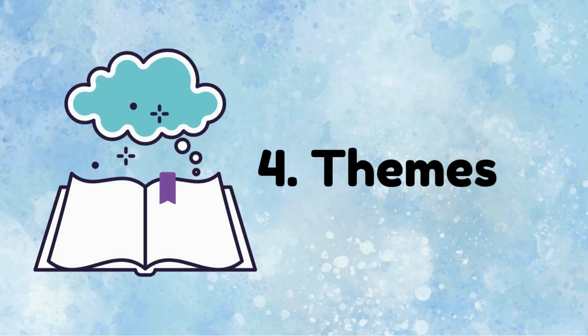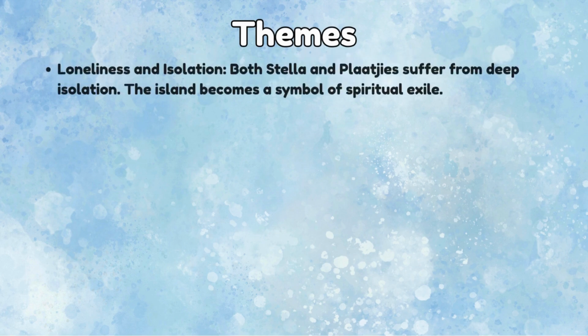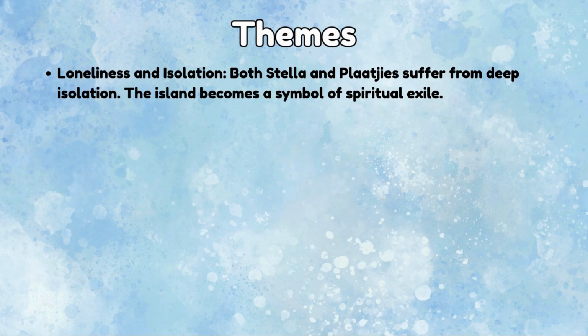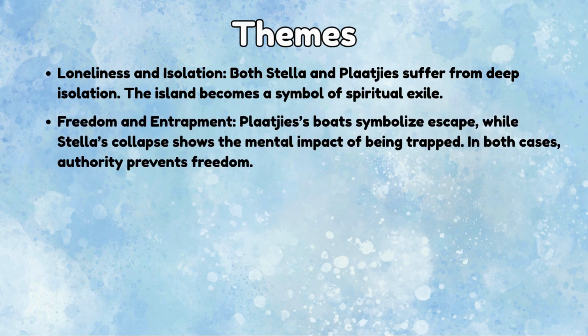Number 4. Themes. The play explores several important themes: loneliness and isolation. Both Stella and Plachis suffer from deep isolation. The island becomes a symbol of spiritual exile. Freedom and entrapment. Plachis' boats symbolize escape, while Stella's collapse shows the mental impact of being trapped. In both cases, authority prevents freedom.